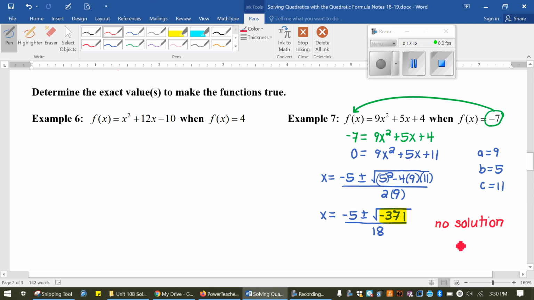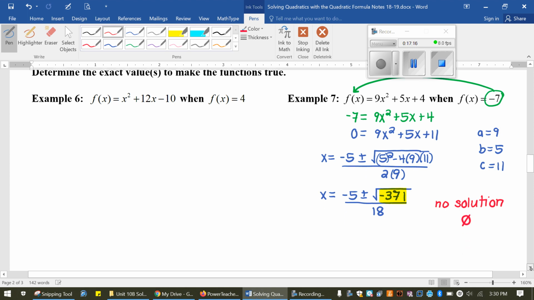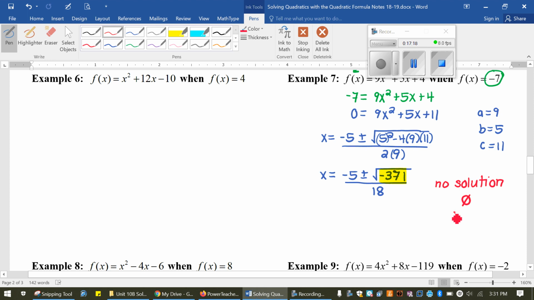which you can also write as no solution, the symbol, or an empty set. No solution, nothing inside there.